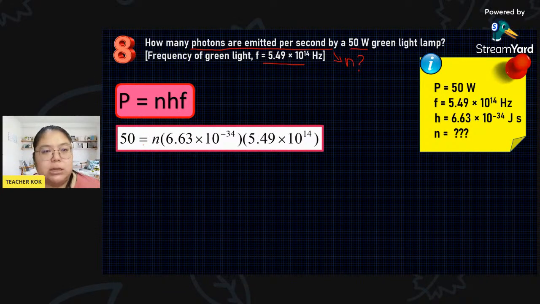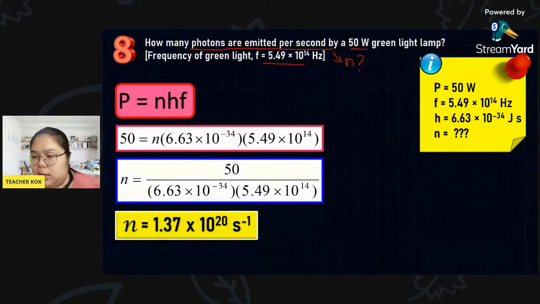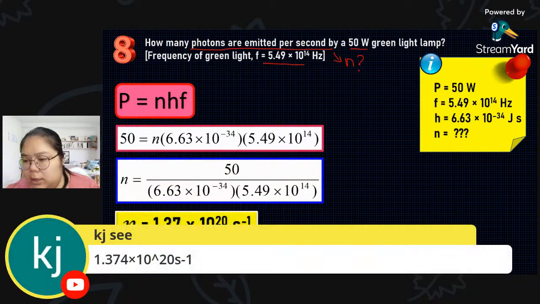Okay, the number of photons per second. So we just see here. Okay, still not yet. The students still not yet typed here. Cannot see anything. Okay, just wait. Many of them never answered. Okay, Esther said 1.374, power 20. So we just apply all the things, then we find it.